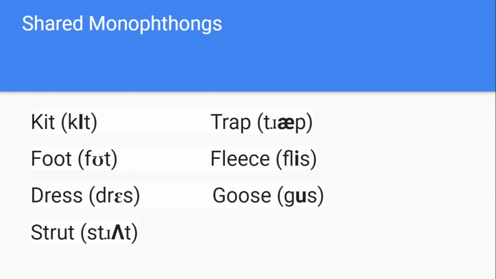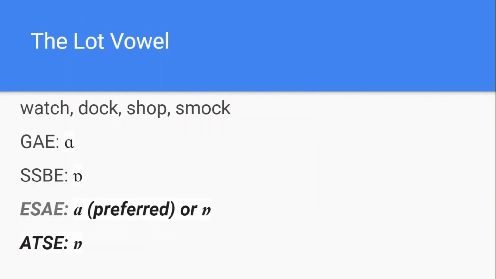And so we'll start with the shared monophthongs, monophthong meaning single vowel sounds. And these sounds are also shared in both American and British English. And so the first is the kit vowel, then we have the foot vowel, the dress vowel, the strut vowel, the trap vowel, the fleece vowel, and the goose vowel. Then we move on to the vowel sounds that are different.